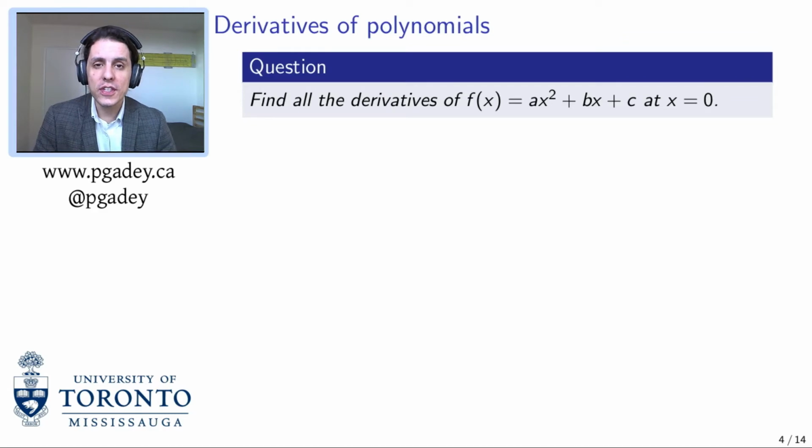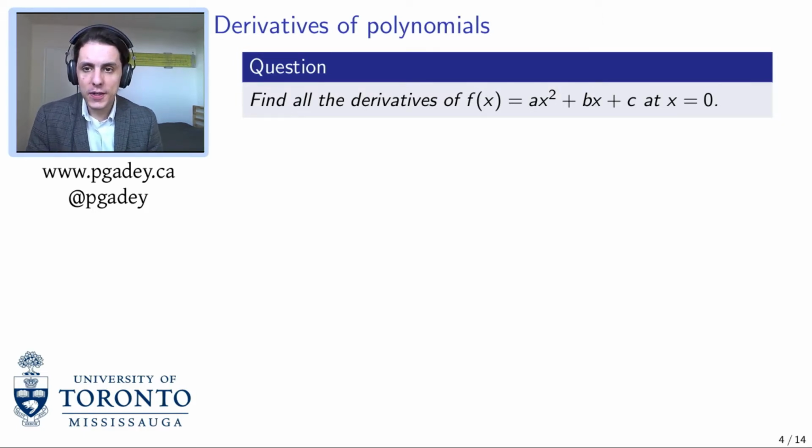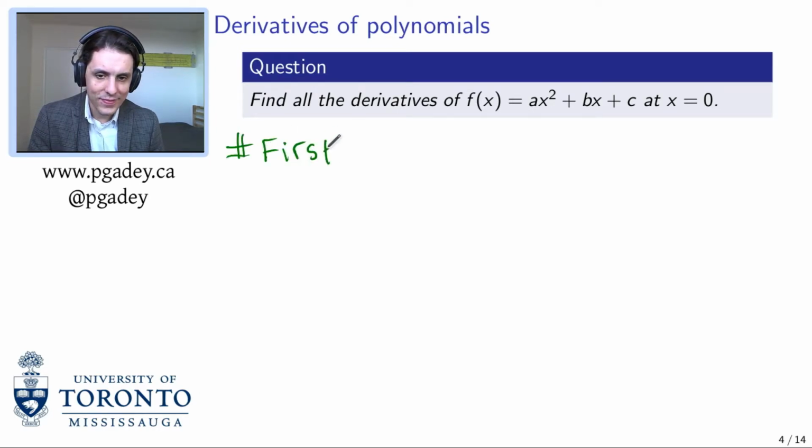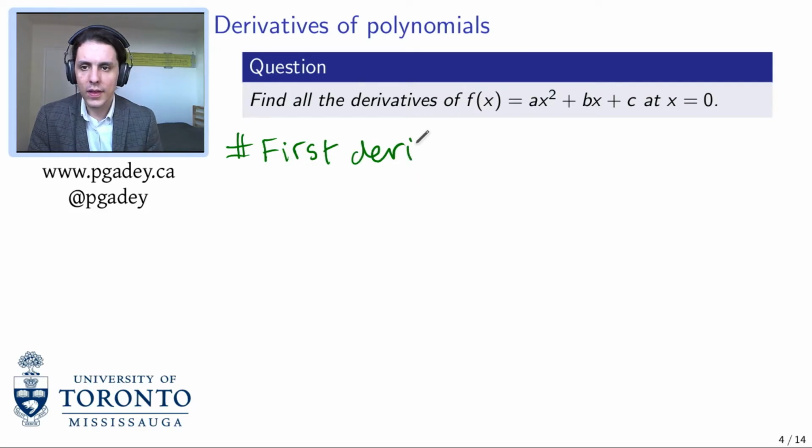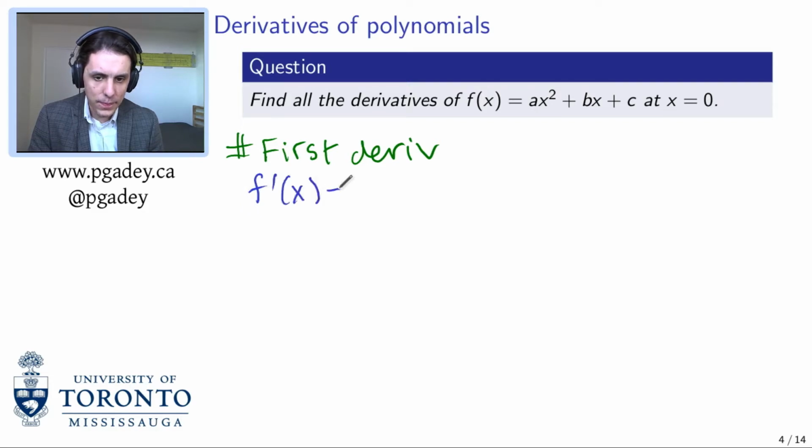First, let's start off with something really down to earth. Let's start off with derivatives of polynomials. So how do we take the derivative of ax squared plus bx plus c? Well, let's get its first derivative. Okay, so we're going to say that f prime of x is 2ax plus b.